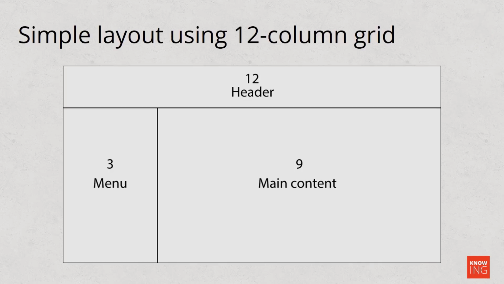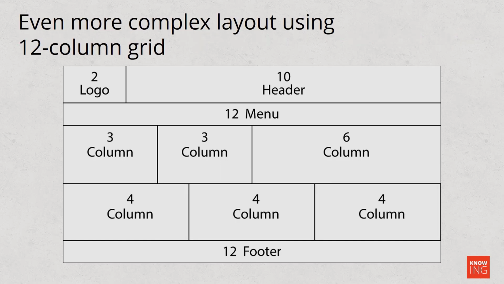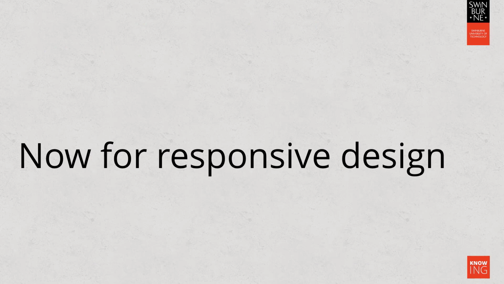So here we have a simple layout with 12 column wide header, 3 column wide menu next to a 9 column wide main content area. You can also make more complex layouts. So here we have 2 columns for the logo and 10 for the header, 12 for the menu, then 3 columns for text, 3 columns for text, and 6 columns for images all side by side, and then 12 columns for the footer. You can use even more complex layouts using the 12 column grid. So here you can see there's a couple of extra rows in there with different column widths. So now to add the responsive design.